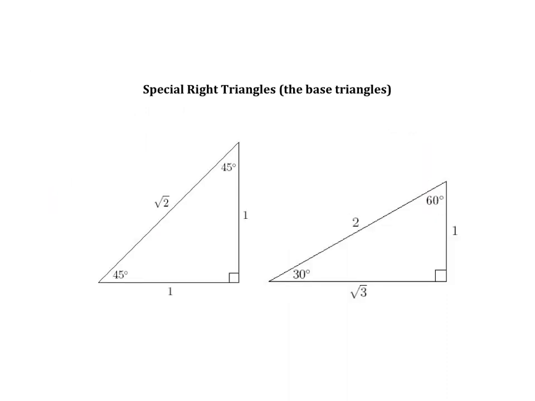The 45, 45, 90 triangle gives us our second base triangle, and we have the corresponding ratios for our sides. The legs are both going to be 1, and the hypotenuse is going to be root 2. And we can use these ratios to help us solve for missing information in similar 45, 45, 90 triangles, just like we did with the 30, 60, 90 triangles when they had the ratios of 1, radical 3, and 2 for the sides of the triangle.